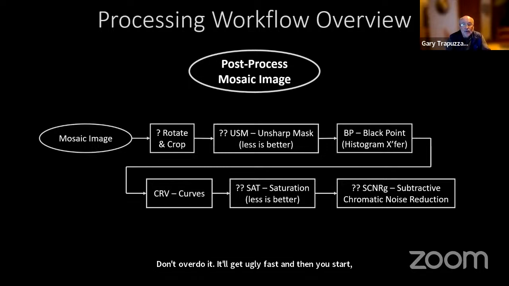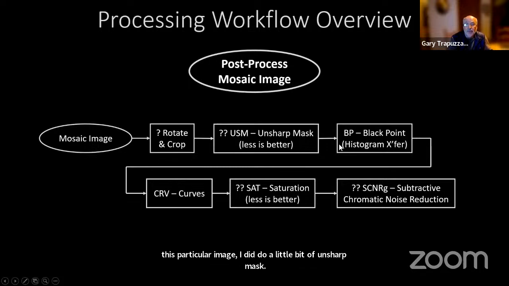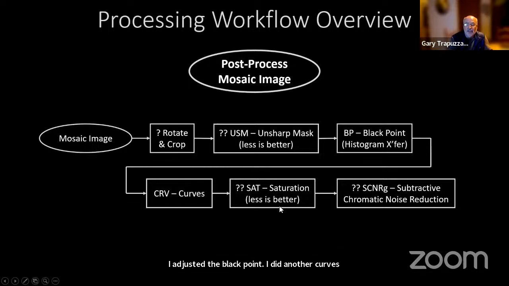On this particular image, I did do a little bit of unsharp mask to bring out a tiny bit more. I adjusted the black point. I did another curves adjustment. I did a tiny bit of saturation adjustment. And then I did one more pass of an SCNR, again really, really weak, because there was a tiny bit of green cast that I had picked up, and I didn't want that on there, so I got rid of it. And that's kind of the processing part.